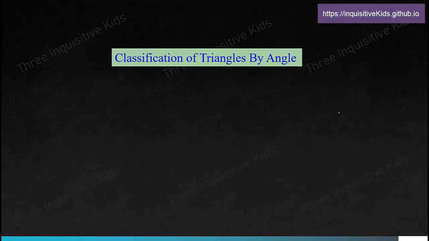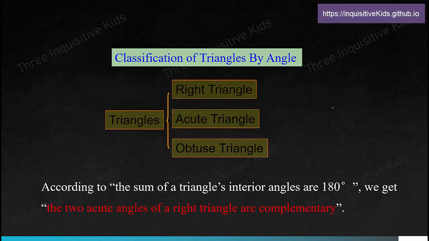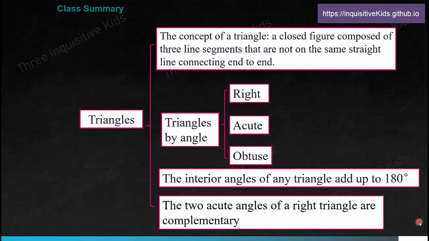Classification of triangles by angle. Triangles are split up into right triangles, acute triangles, and obtuse triangles. According to the fact that the sum of a triangle's interior angles is 180 degrees, we get that the two acute angles of a right triangle are complementary.